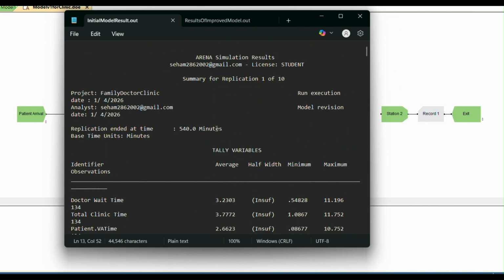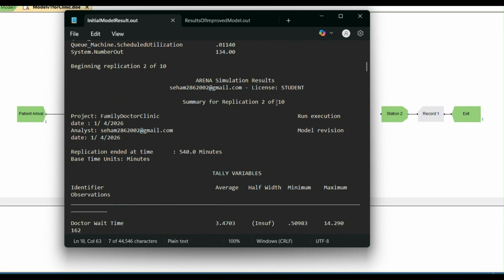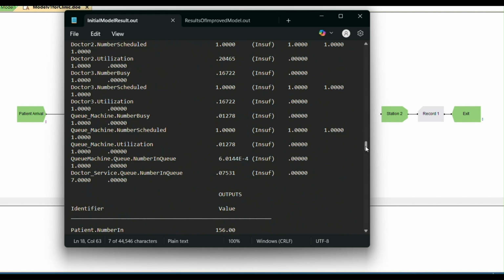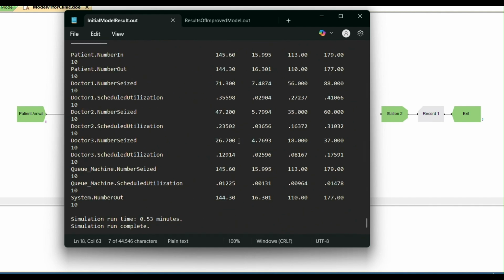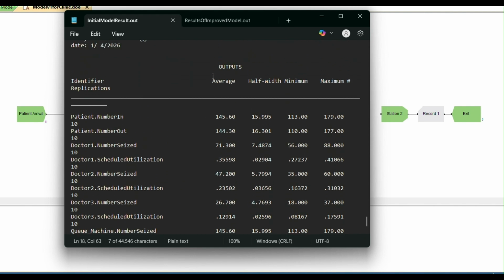So I ran it for 10 replications to get rid of these insufficiencies. When you go very far down, you'll find here that I had 155 patients coming into my system, and this is the number that get out, nearly the same.